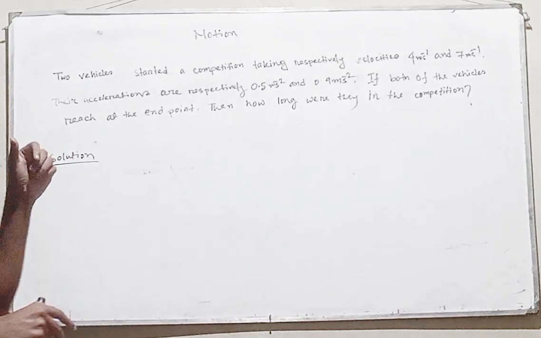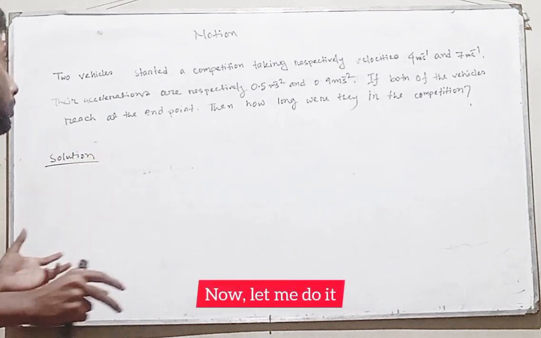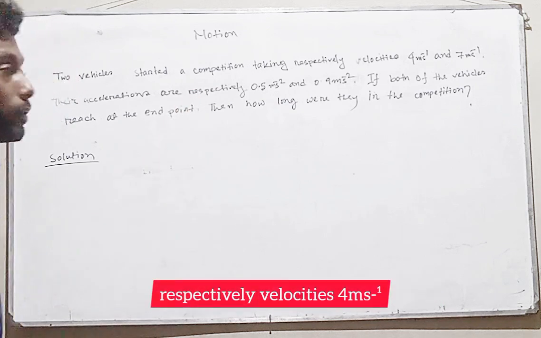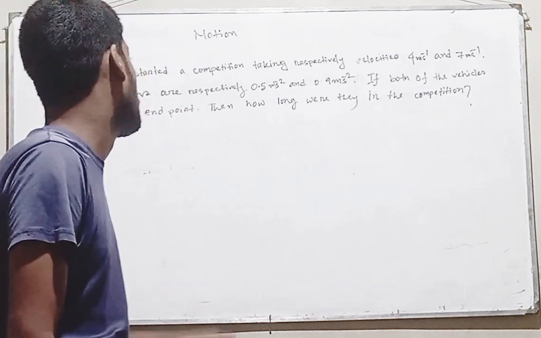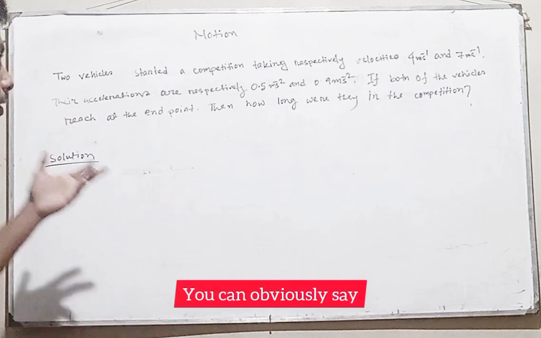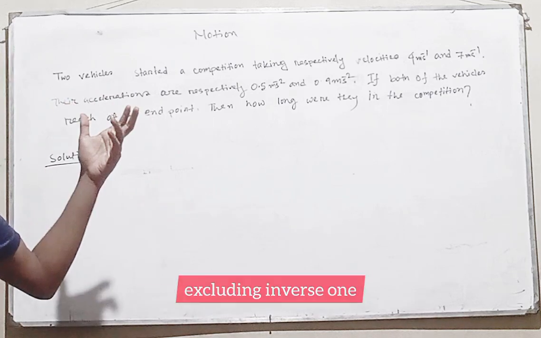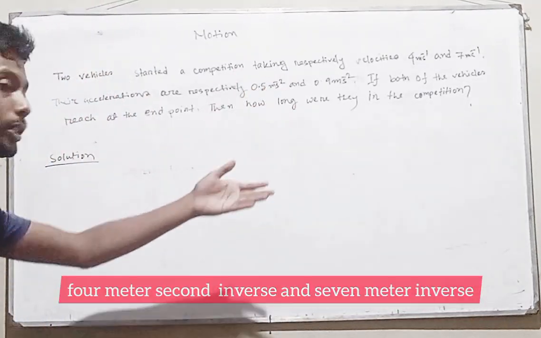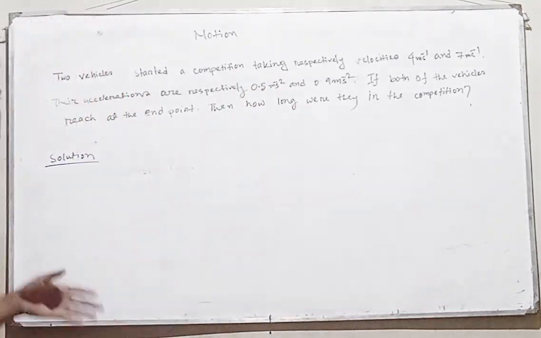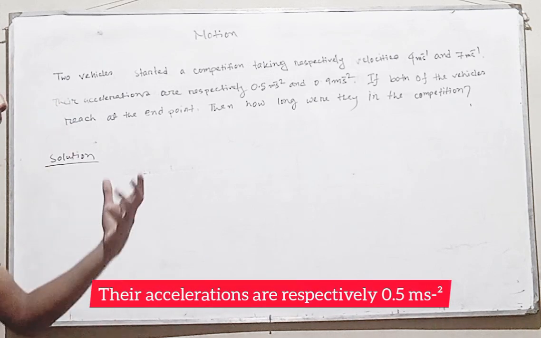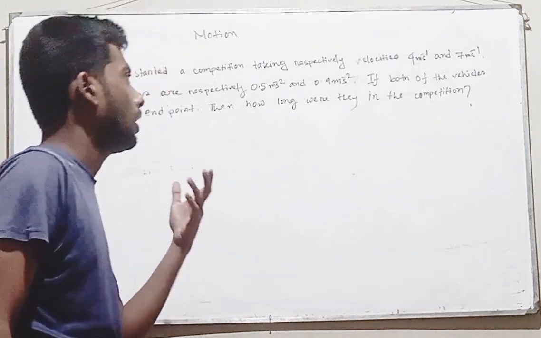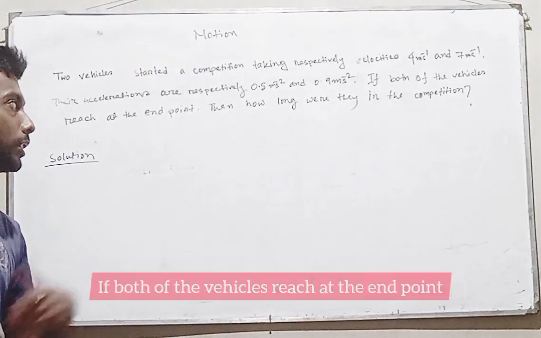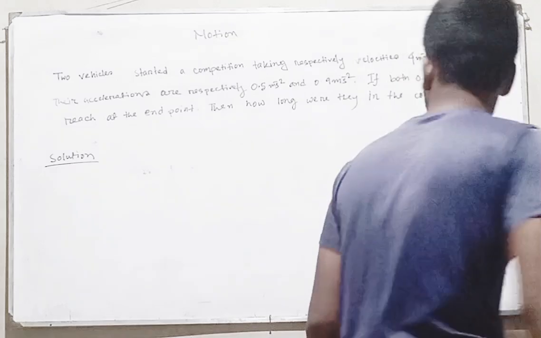First one, we'll have to read this question. Now, let me do it. Two vehicles started a competition taking respective velocities 4 meters per second inverse 1 and 7 meters per second inverse 1. You can obviously say, excluding inverse 1, you can only denote it inverse. 4 meters per second inverse and 7 meters per second inverse. You have to say inverse 1. Their accelerations are respectively 0.5 meters per second inverse 2 and 0.4 meters per second inverse 2. If both of the vehicles reach at the end point, then how long were they in the competition?